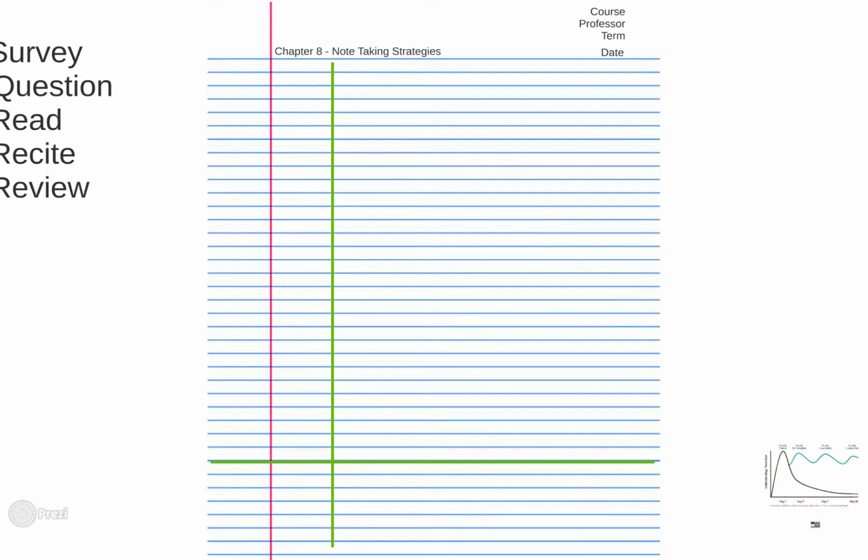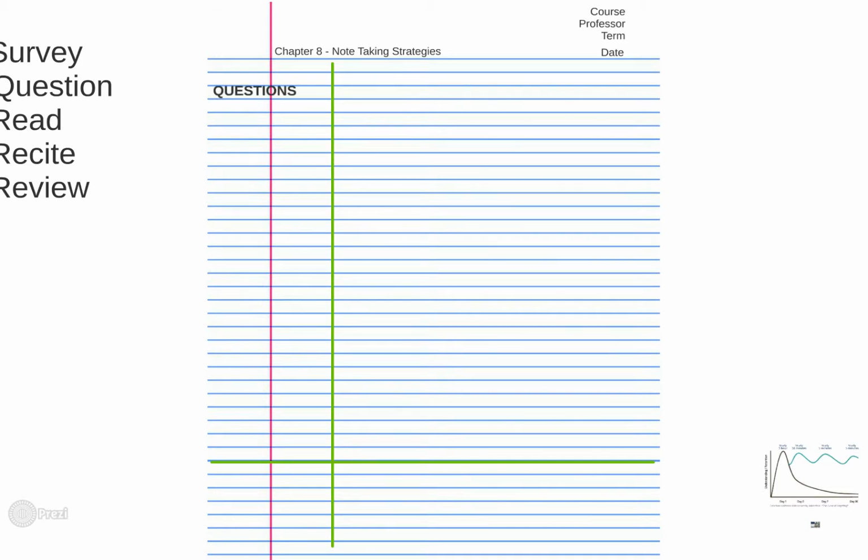Now, when you're reading or surveying in SQ3R, you're going to just quickly read the introduction, look at the headers, anything that stands out, charts, anything that's in bold or italicized before you get started.